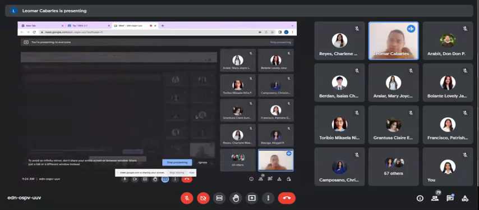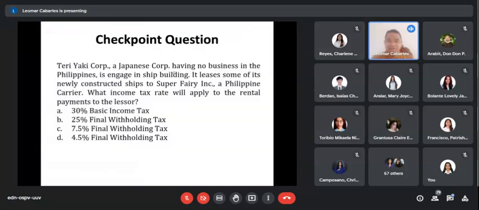So we have here a checkpoint question, which I think you have already seen the answer. No? Okay? So we have here a Japanese corporation. It has no business in the Philippines. And it's engaged, no, in shipbuilding. It leases some of the newly constructed ships to Super Ferry. Okay, Super Ferry. Philippine Carrier. No? So what will the income tax rate be?